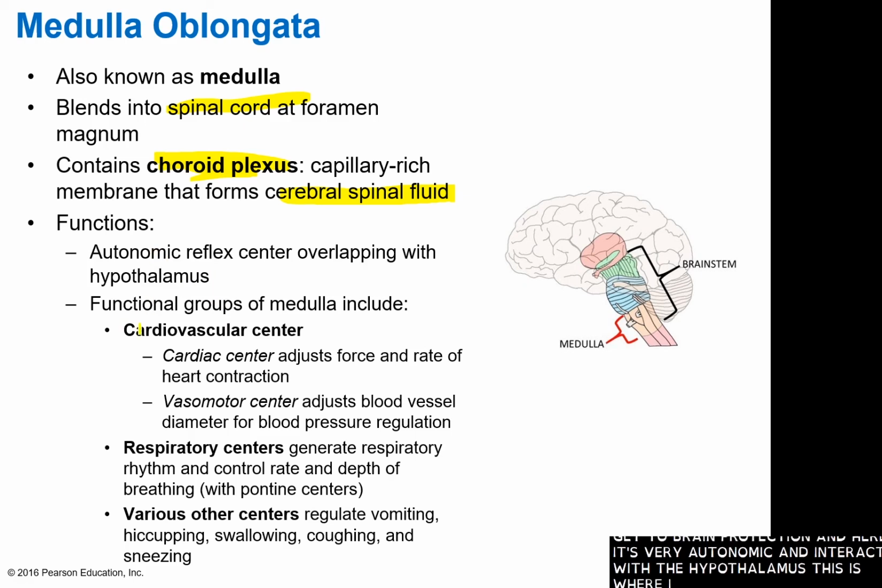This is where we have the respiratory centers, like I just mentioned, controlling rate and depth of breathing, and also the cardiovascular center, so adjusting vasomotor, whether you're vasodilated or vasoconstricted, for blood pressure, blood volume, and the cardiac center, those cardioacceleratory centers and cardioinhibitory centers for increasing and decreasing your heart rate. And then there are also some other centers here for regulating vomiting, hiccuping, swallowing, coughing, and sneezing.